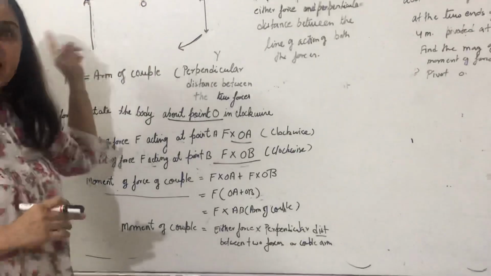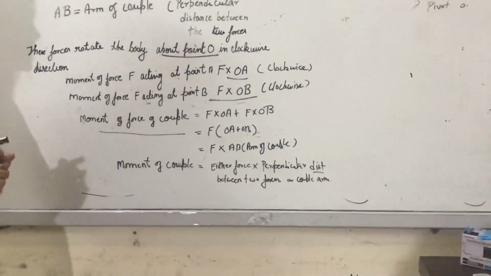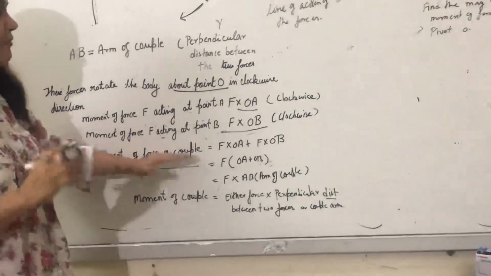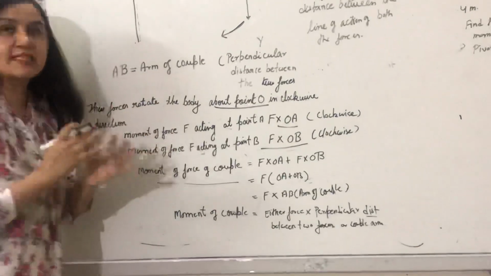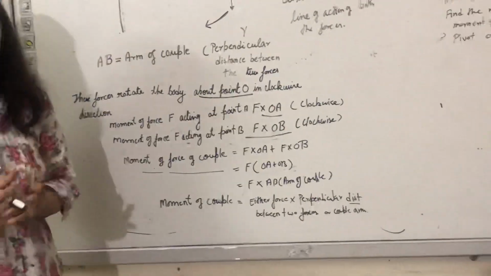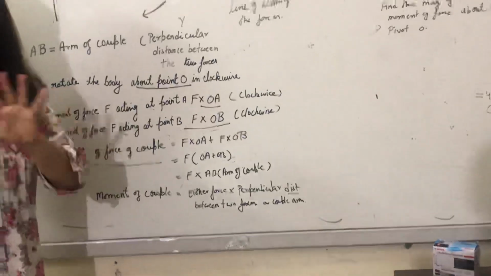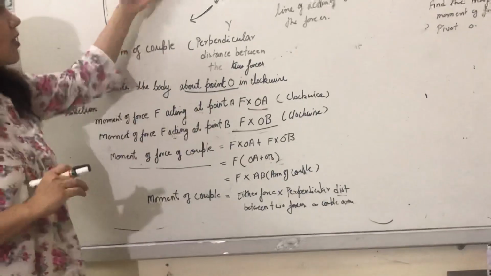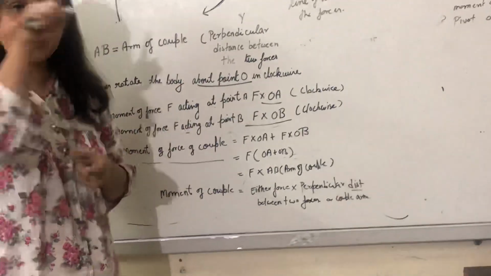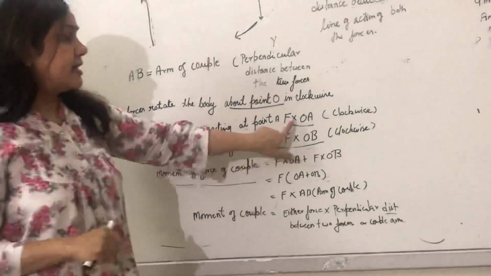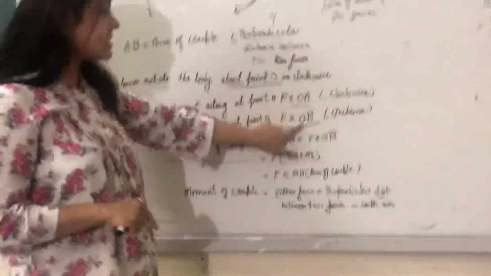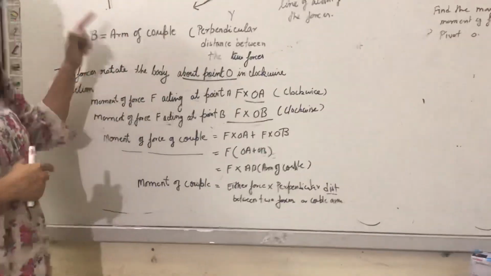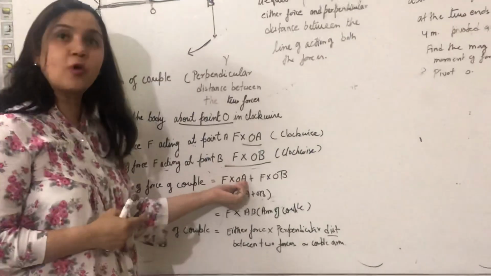When both are in the same direction, both in the clockwise direction, you can add them. So what is the moment of force of couple? When both are in the same direction, they are not going to cancel each other. So what is the logic? You will add them, and the term we use is moment of force of couple, because two forces are involved and the direction is the same. It is F into OA plus F into OB, because they are not going to cancel each other. Both are in the same direction, so simply you will add F into OA plus F into OB.